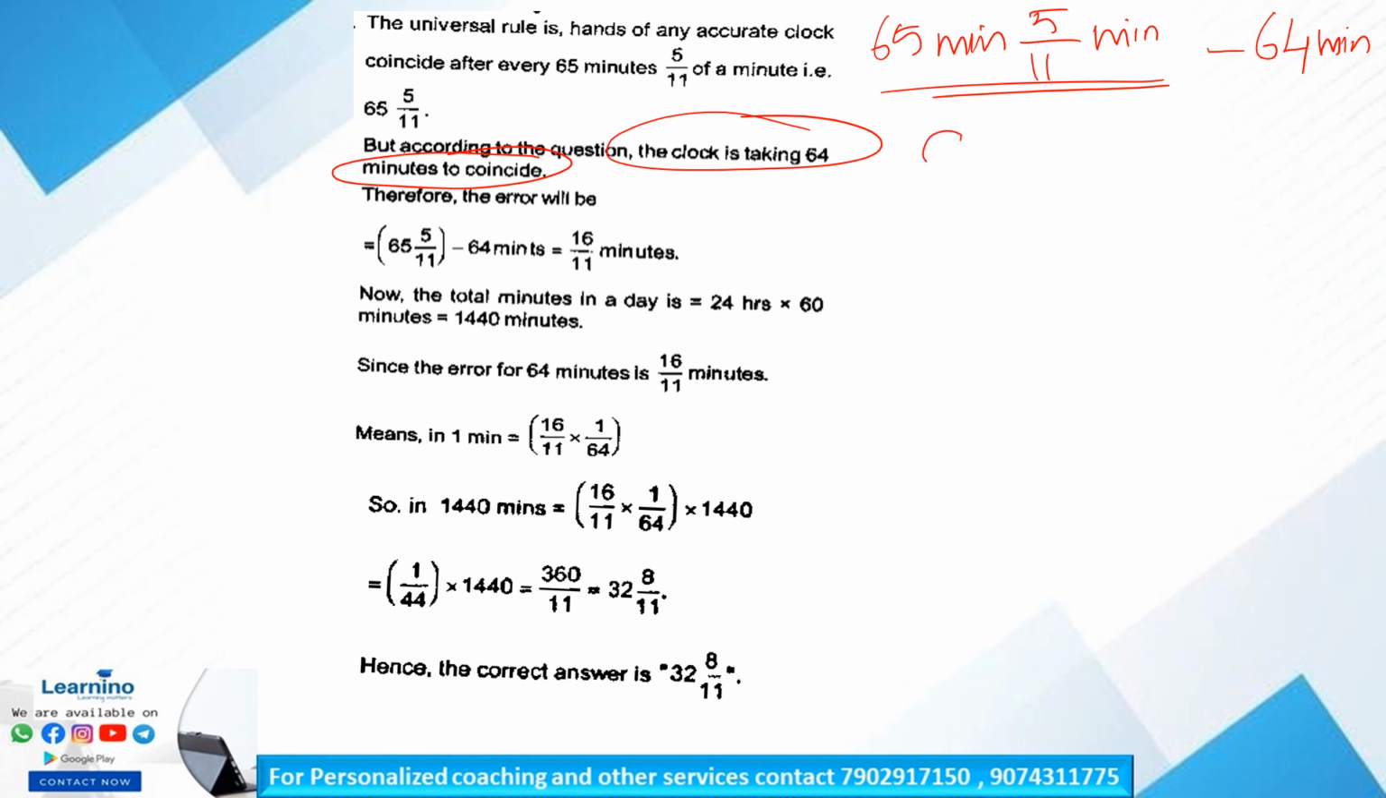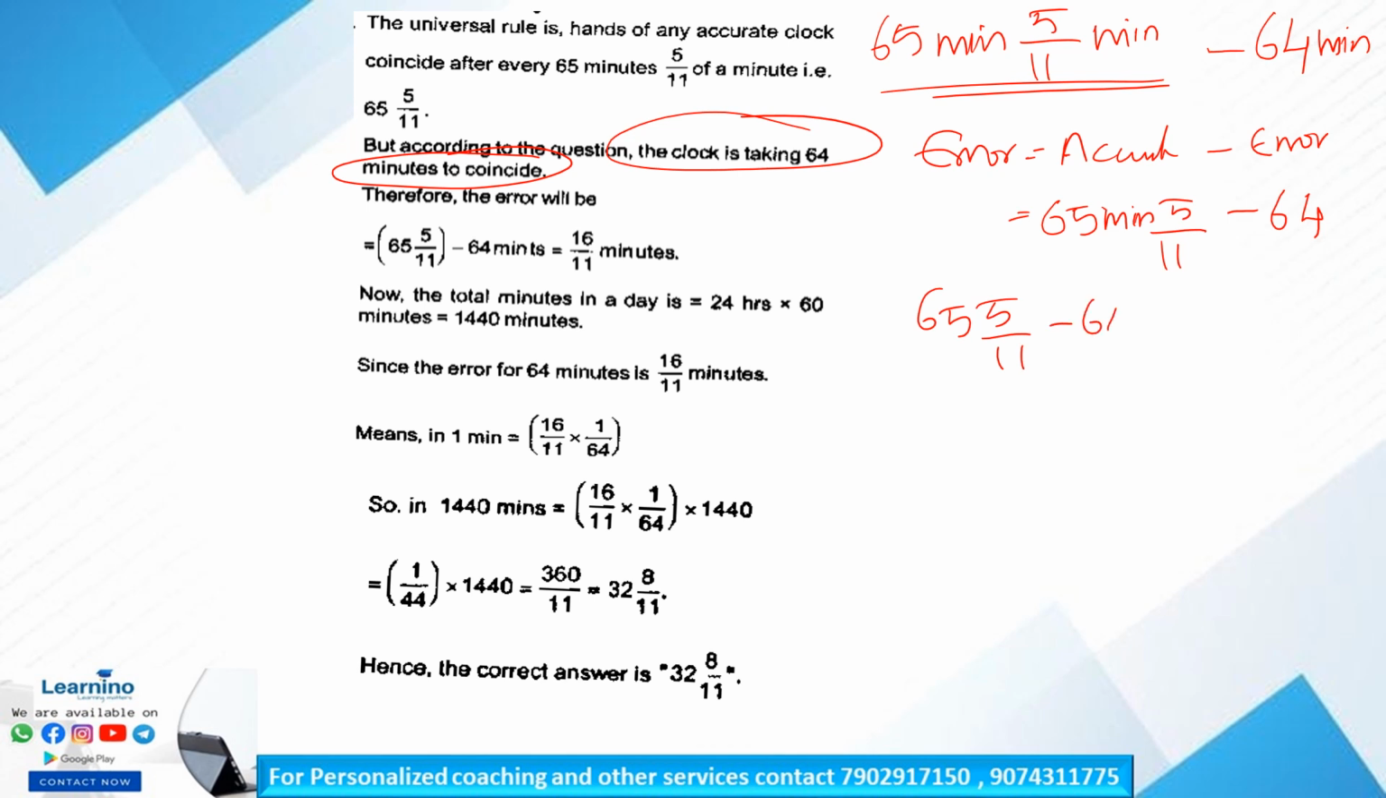So the error is equal to accurate value minus error value. What is the accurate value? 65 minutes 5 by 11. What is the error minute? That is 64 minutes. So 65 5 by 11 minus 64 is equal to, by solving this, we will get 16 by 11 minutes.